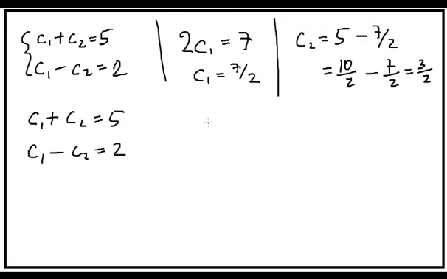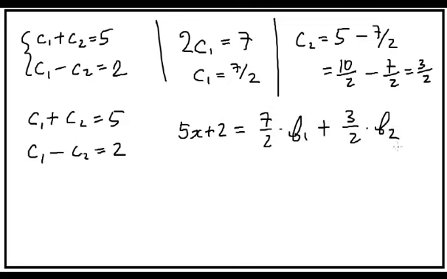Great. So we figured out that the polynomial that we had, which was 5x plus 2, can be expressed as a linear combination of b1 and b2, with the coefficients being 7 over 2, so 7 over 2 times b1, plus 3 over 2 times b2. So here is an example demonstrating how we could find coefficients expressing a vector in terms of the basis vectors.